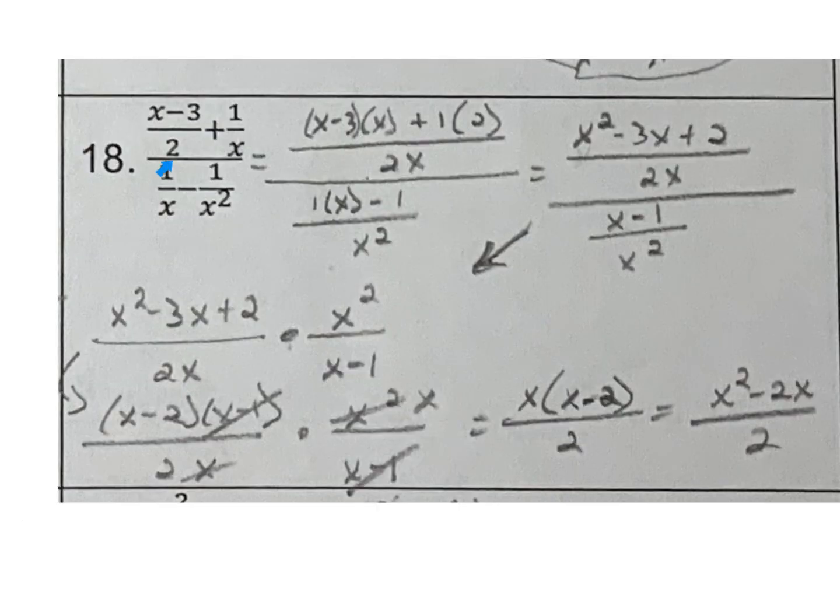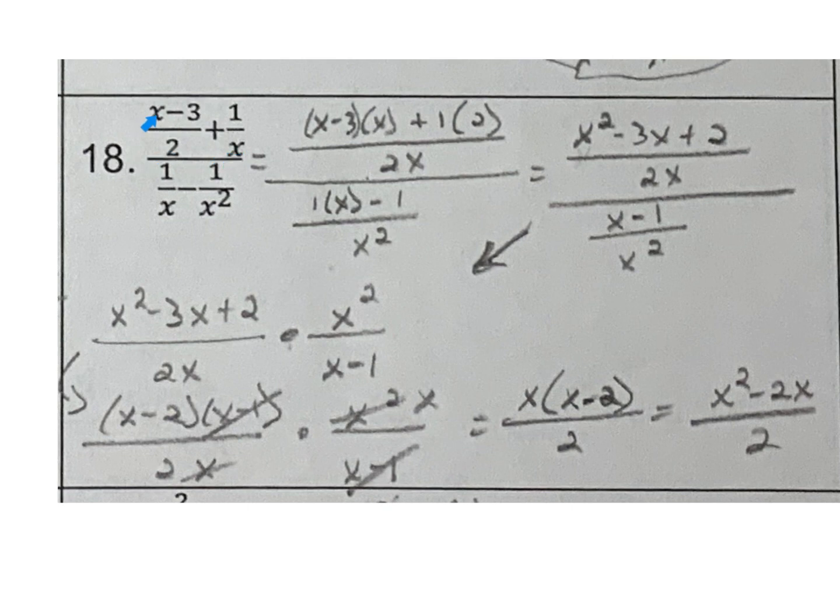In number 18, we have x minus 3 over 2 plus 1 over x, divided by 1 over x minus 1 over x squared. This has a combination of adding rational expressions, subtracting rational expressions, and dividing. The first thing we have to do is deal with the numerator of the division problem. We need to find a common denominator of these two fractions in the numerator, 2 and x. That's going to be 2x.